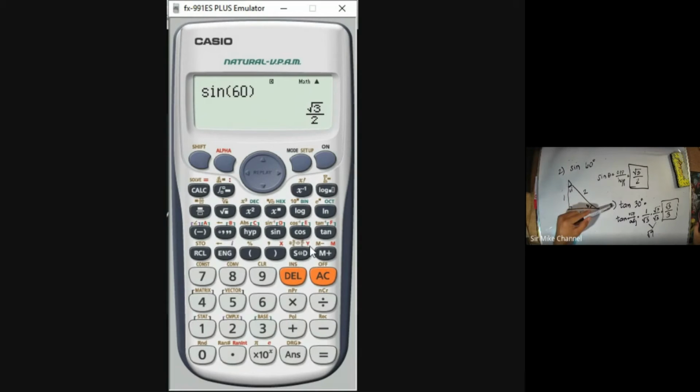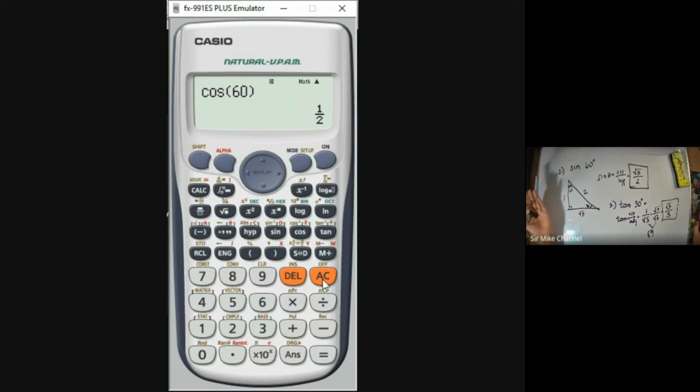Okay, example number 3 natin kanina. Yung tangent 30 degrees. Okay, equivalent natin, square root of 3 over 3. O, let's say, cosine 60. Ayan, cosine 60, 1/2. So, yan ang sagot natin using calculator.